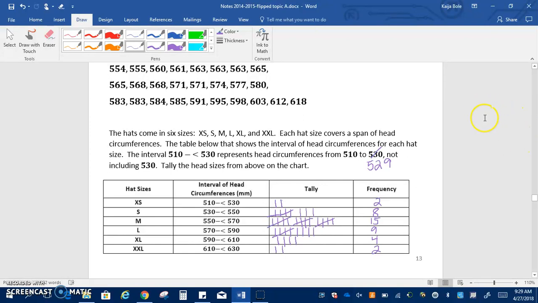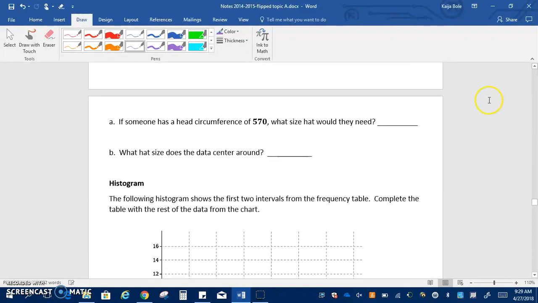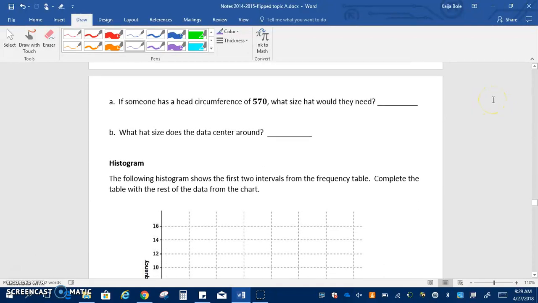Alright, so go ahead and flip the page, and you're going to have to kind of flip back and forth. It says if someone has a head circumference of 570, what hat size would they need? If you look back at the table, they would need a large. And then what hat size does the data center around? So think about which one had the most, and that would be the size medium.